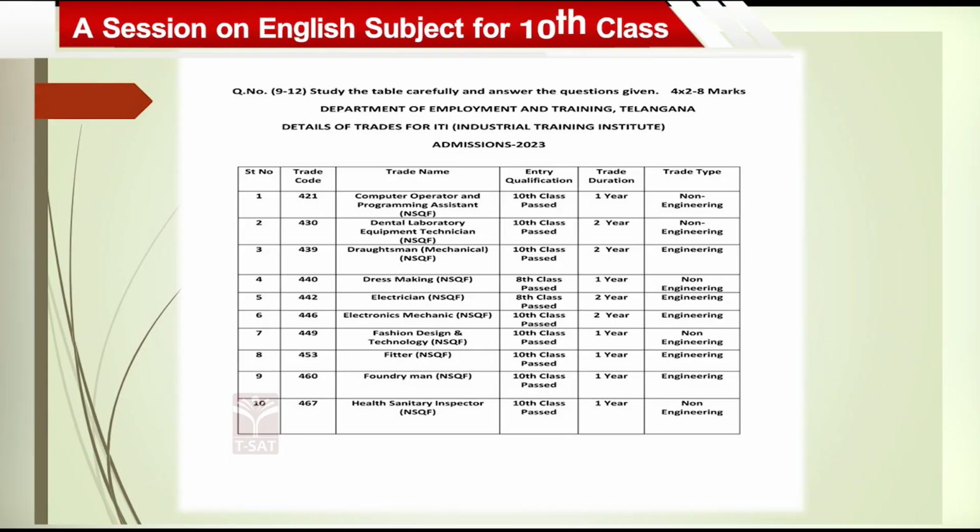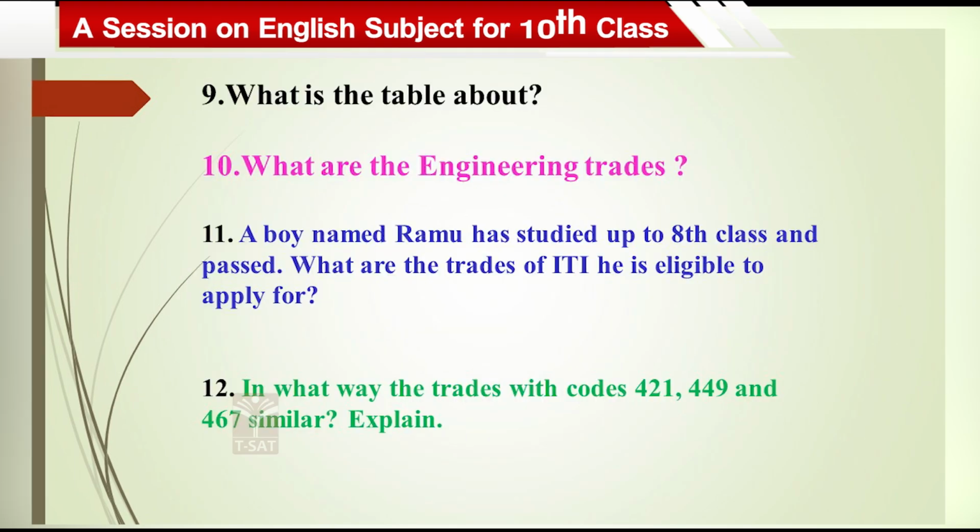So this is a table. You can get a detailed table, so there will be lots of things. Next, ma'am. So you have to go through every table. The question could be like this: what is the table about and how many engineering trades. So I've taken this from last year's paper. So if you go through, you can.